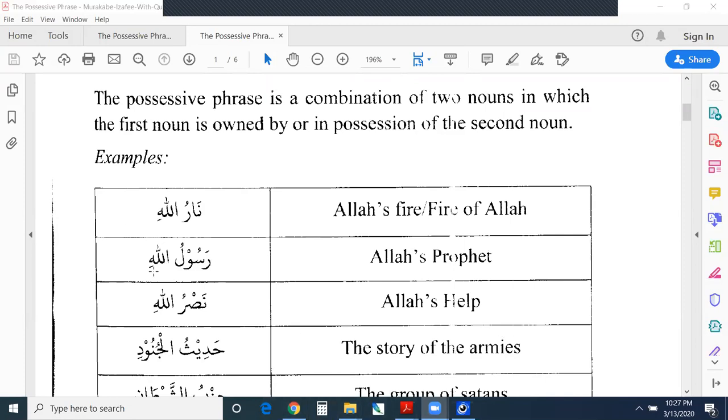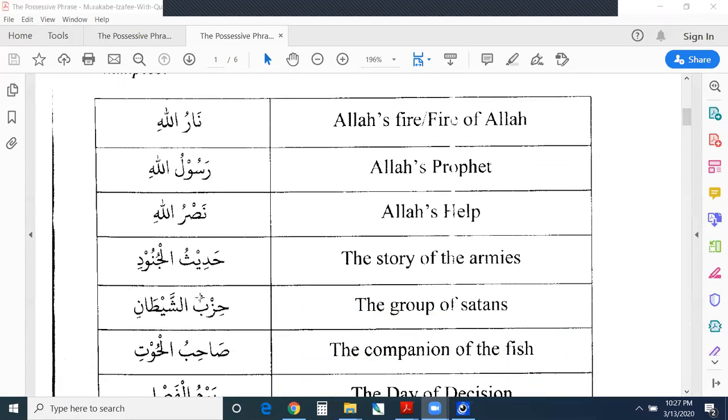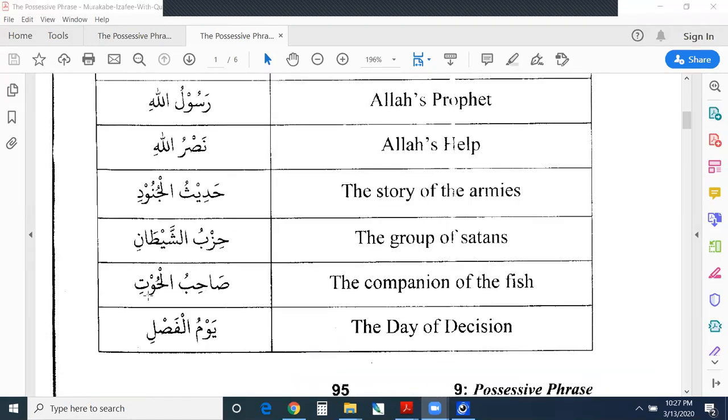And then rasulullahi, nasrullahi, Allah's help. Hadithul Junudi, the story of the armies. Okay, now here Al Junudi, what is Al Junud? Junud is a jama mukasar of army. Hizbu shaitan. What is Hizbu shaitan? Hiz means the group, and shaitani, the group of Satans. Sahibul huti. Who's Sahibul huti? Hazrat Yunus alayhi salam. Yawmul fasli, the day of decision.